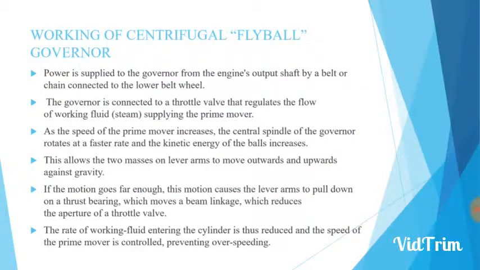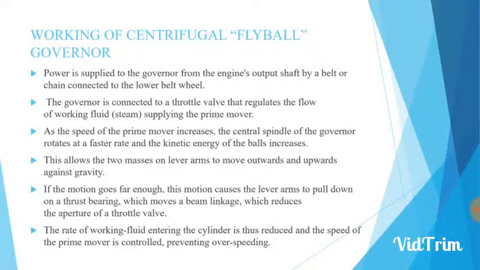Working of the centrifugal flyball governor. Power is supplied to a governor from the engine's output shaft by a belt or a chain connected to the lower belt wheel. The governor is connected to a throttle valve that regulates the flow of working fluid, supplying the prime mover. As the speed of the prime mover increases, the central spindle of the governor rotates at a faster rate and the kinetic energy of the balls increases. This allows the two masses on the lever arms to move outward and upward against gravity.